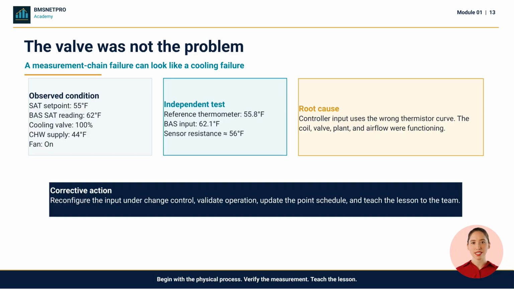The root cause was not chilled water flow or coil performance. It was the controller input configured for the wrong thermistor curve. The right correction was to change the input configuration under Change Control, validate, document, and update the as-built point schedule.